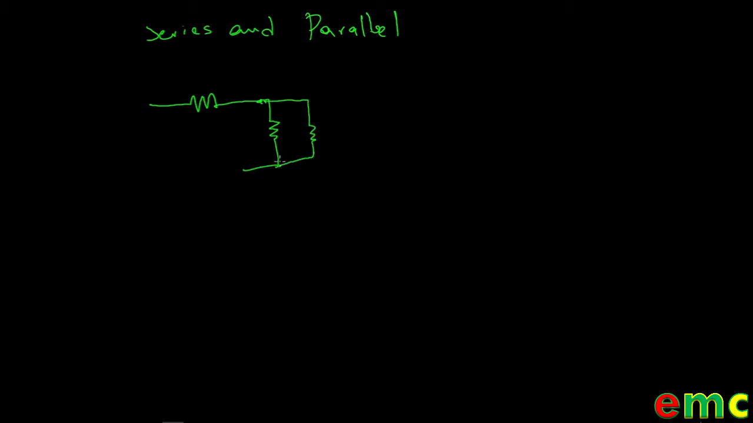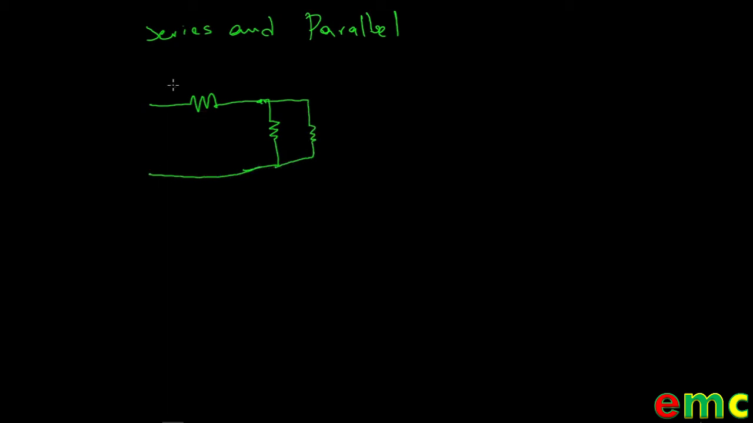In exceptional cases, we can have a combination of series and parallel circuits. Such a combination is called a series parallel connection, and an example of such a circuit is this. We have a series resistance connected with two resistors connected in parallel.